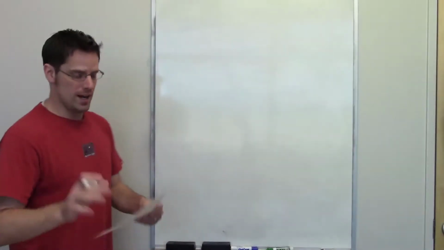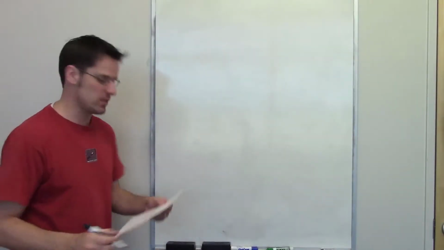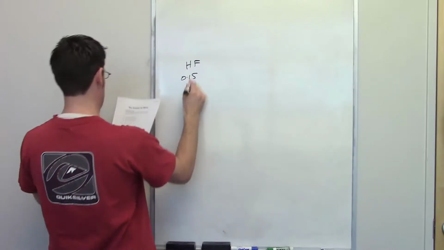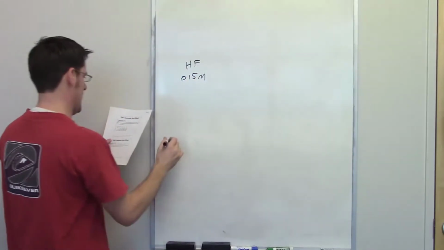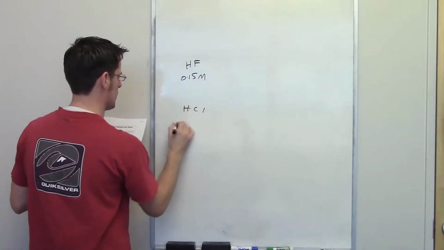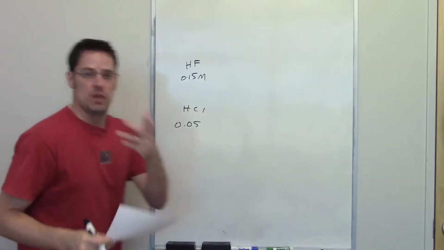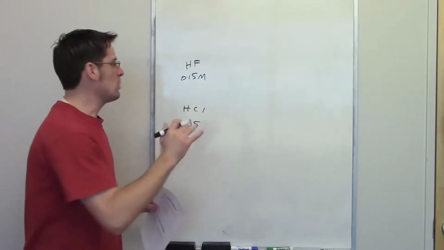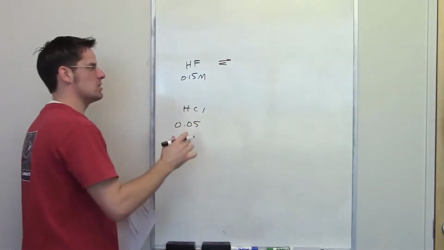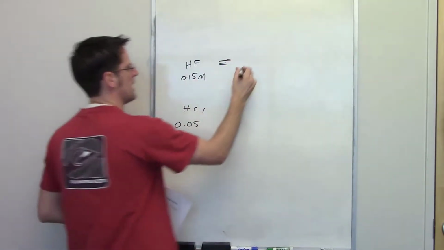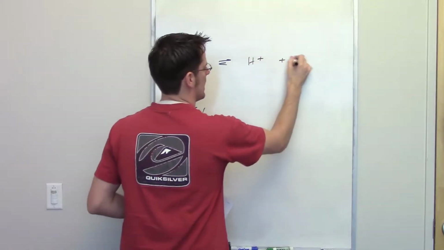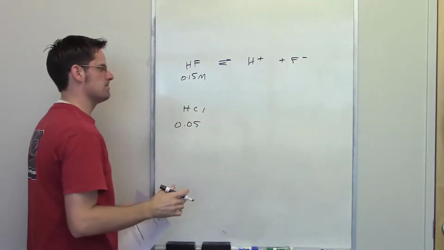What is the fluoride ion concentration and approximate pH of a solution that has 0.15 molar HF and 0.05 molar HCl? Let's see if we can figure that out. Now, HF is, of course, a weak acid, which means that it is going to exist in an equilibrium between its two dissociated ions, H plus and F minus.